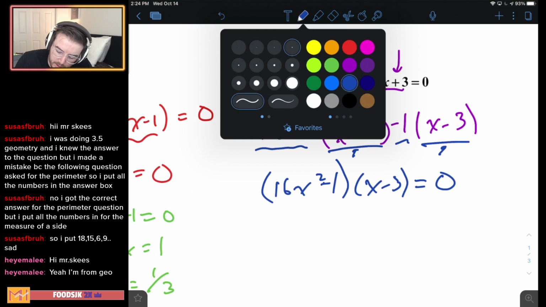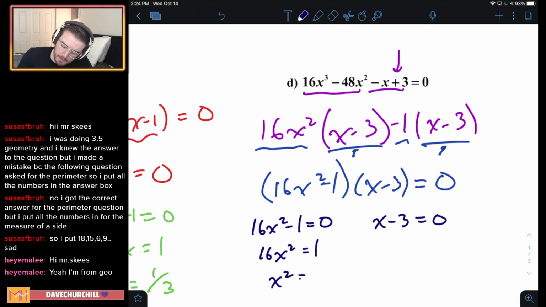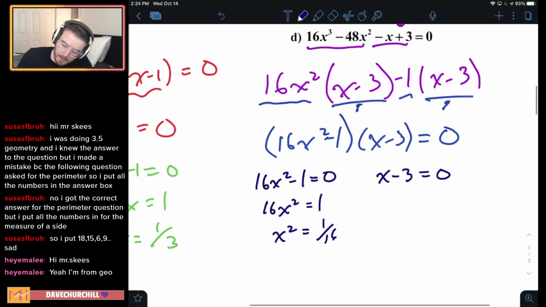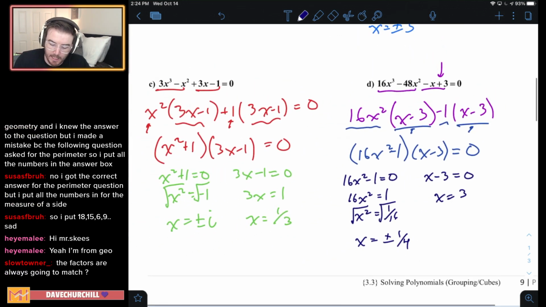What do we do with our factors? We set them equal to 0. We did it. I think those are super easy. I really do. I like the rhythm. I like the pattern.